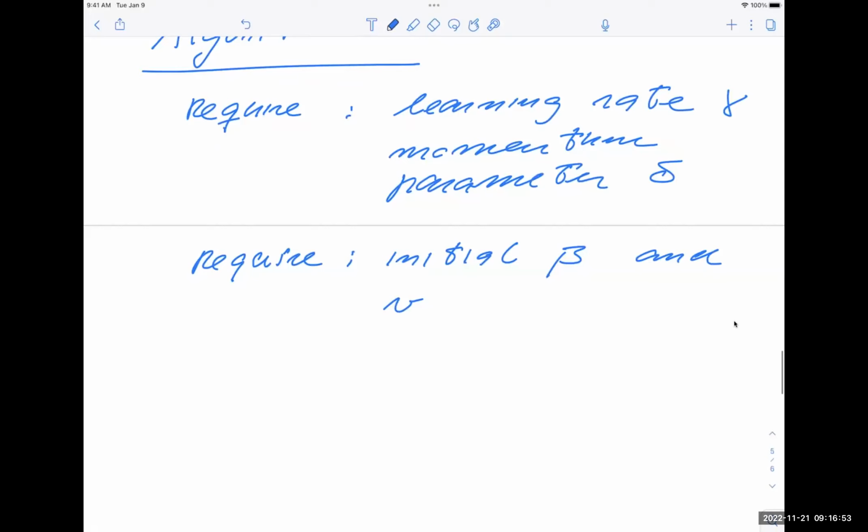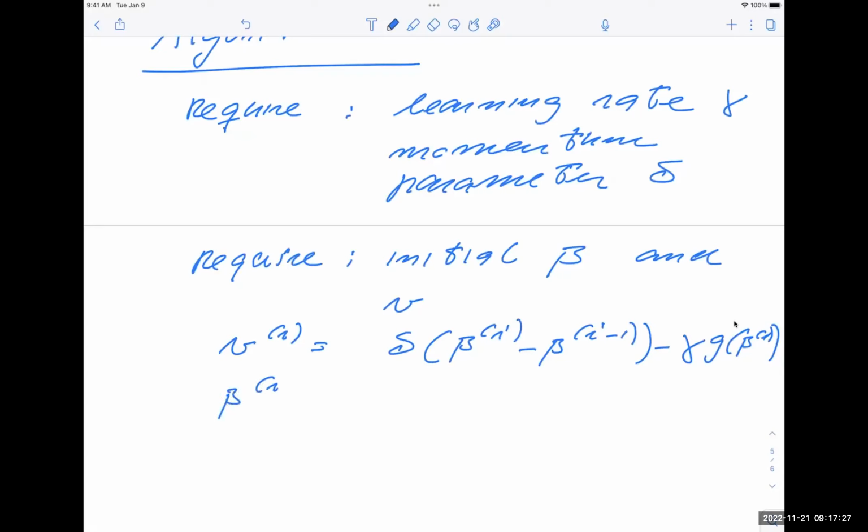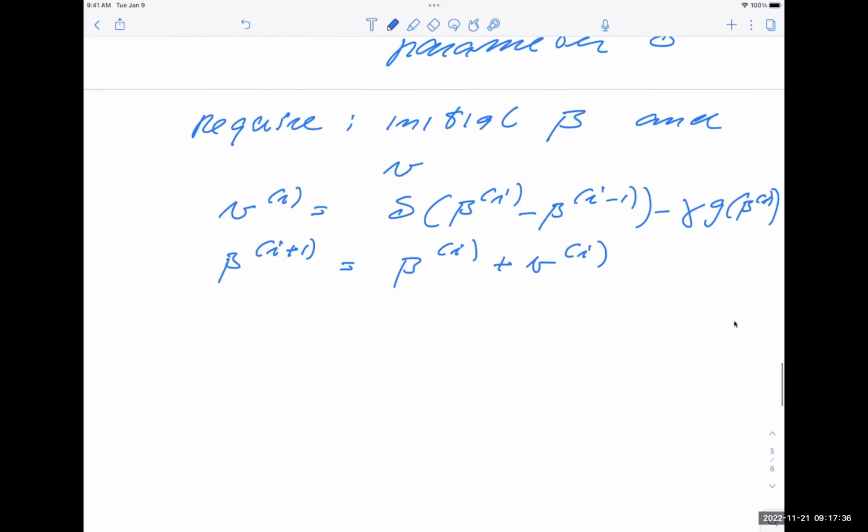And then we have the algorithm, which simply says that v of i is equal to this parameter delta times beta of i minus beta of i minus 1. And then we add to this, or subtract, the gradient, which is calculated at the parameter beta of i. And then we update in iteration i plus 1 the new value. So we have this one given by beta of i plus v of i.